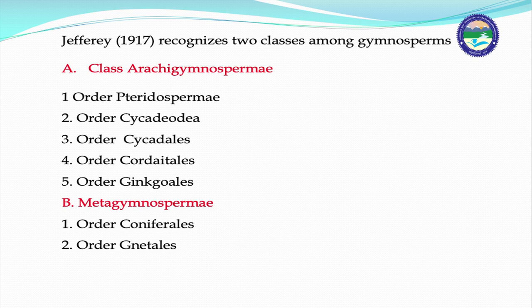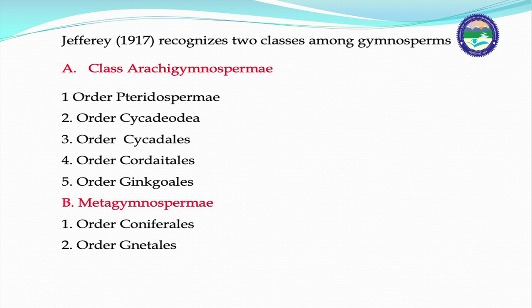They possess motile spermatozoids. He divided this class into five orders, which are order Pteridospermae, which includes all extinct forms, primitive and that lived in the Paleozoic period. The second order is Cycadeoidea, which includes all extinct forms. The third one, Cycadales, includes extinct and living forms. The order Cordaitales includes all extinct forms. And the order Ginkgoales includes extinct forms and only a single living genus, that is Ginkgo biloba.